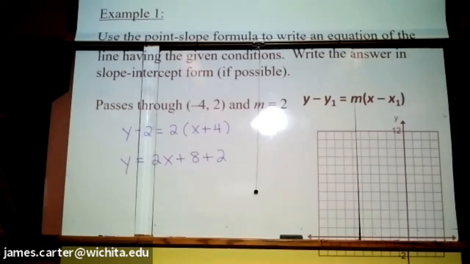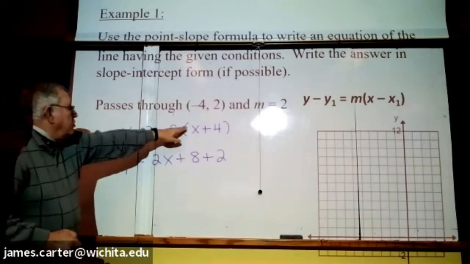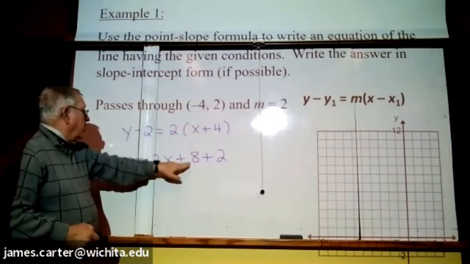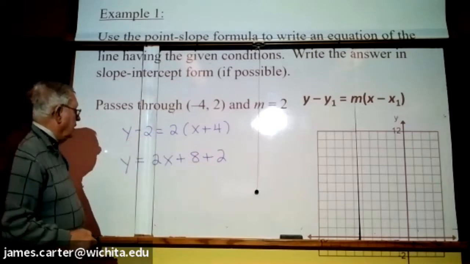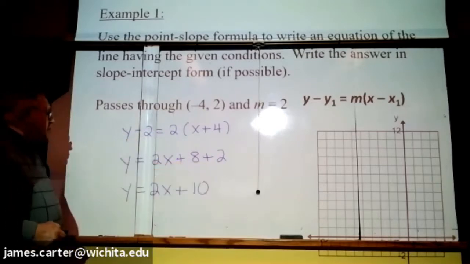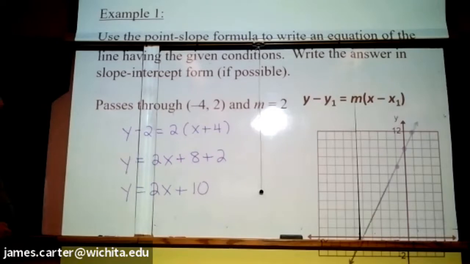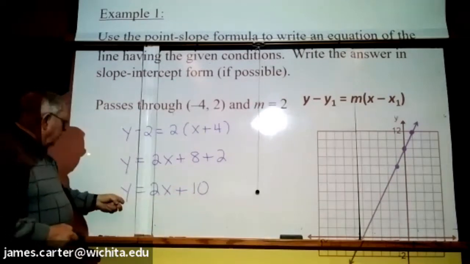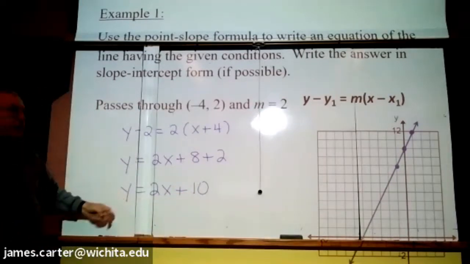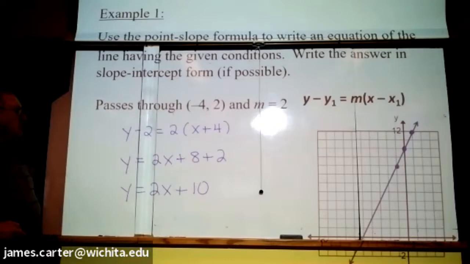We simplify it a little bit. We distributed this 2x here and here. And then we added a positive 2 to both sides. We'll combine the 2 and the 8, getting 2x plus 10. And so y equals 2x plus 10, or we could word this f of x, but y equals 2x plus 10 would be the equation of the line.